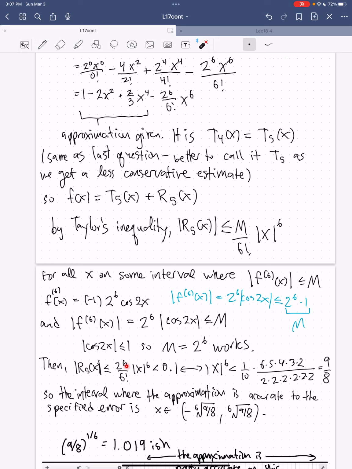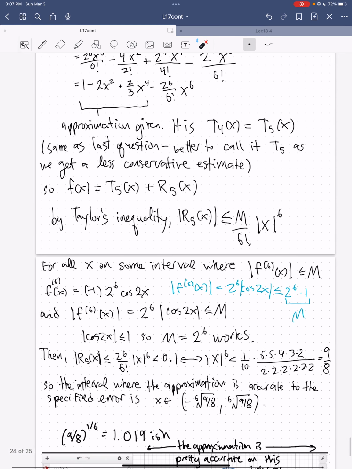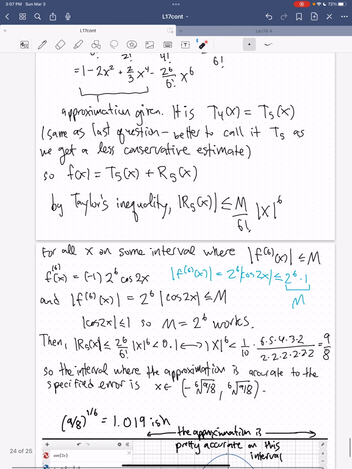So then, plugging that into Taylor's inequality, we see that 2 to the 6 over 6 factorial times the absolute value of x to the 6 is less than 0.1 if and only if, and then we want to isolate for x to the 6. We get this number 9 over 8. And then we just take the 6th root to get our interval where the specified error, the 0.1, is accurate.